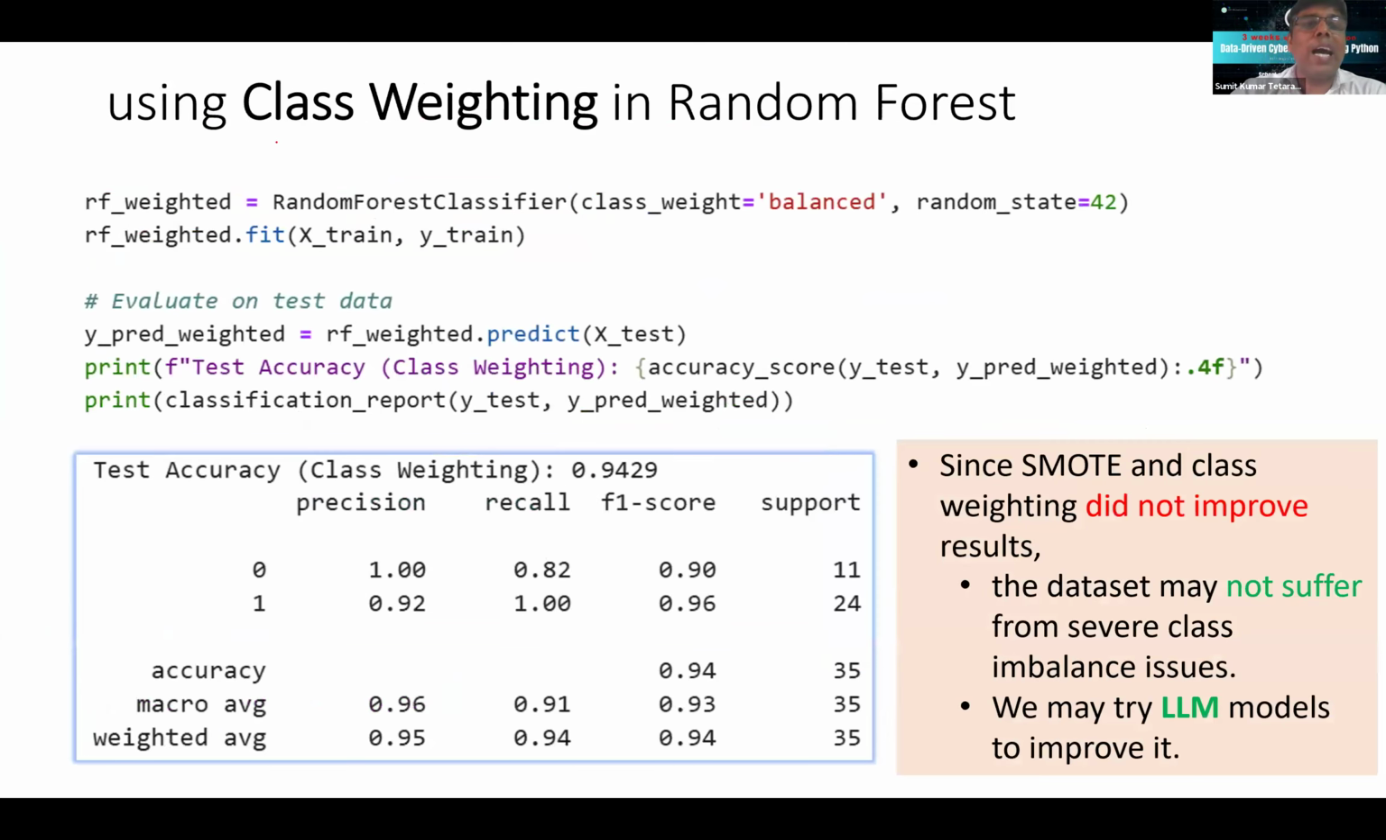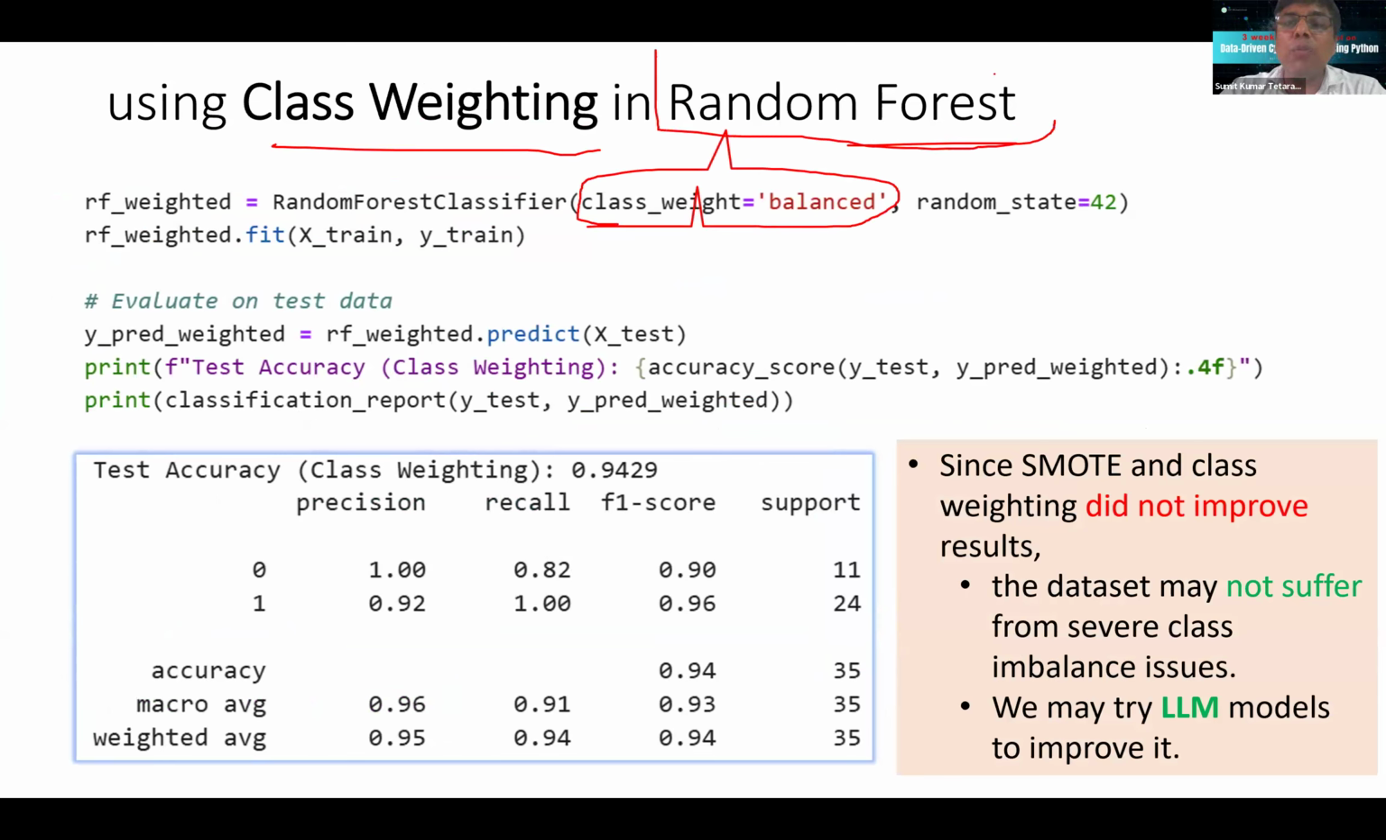You may go for class weighting. In random forest you can check here, class weight is there, and you can use this option. That's why I told you, for each model you must learn the basic things: what kind of options they have, what kind of issues they have, what we can solve. You must write these things one by one. Now, if you use class weight balanced, it's going to balance using class weight. If you use this, again you are getting the same result.